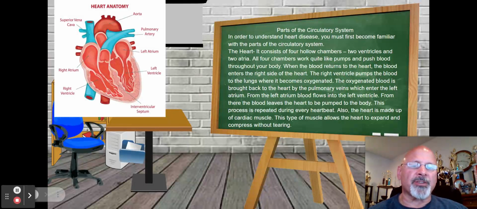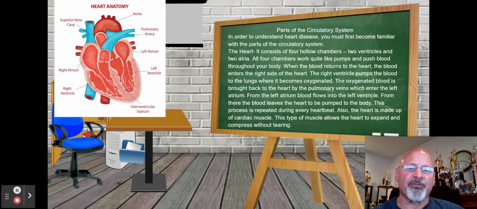In order to understand heart disease, you must first become familiar with the parts of the circulatory system. First, we want to look at the heart. The heart consists of four hollow chambers, two ventricles and two atria. All four chambers work like a pump and push the blood throughout your body.